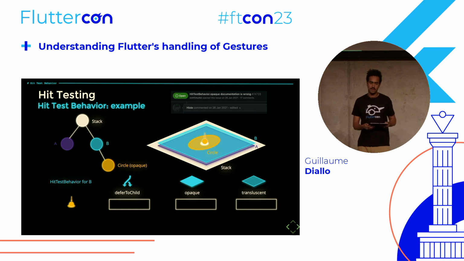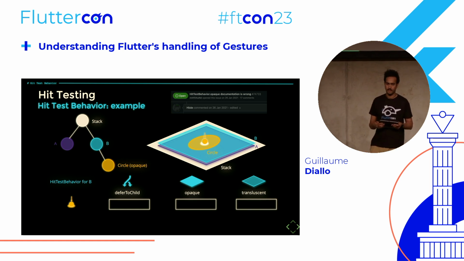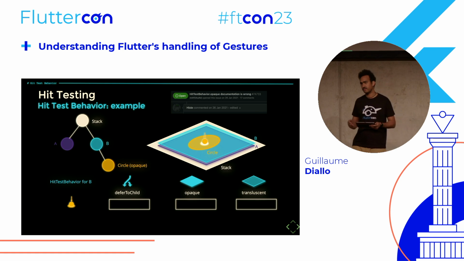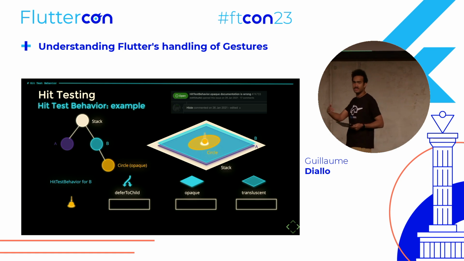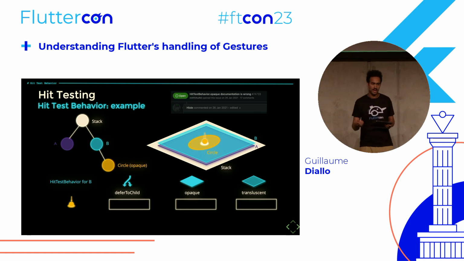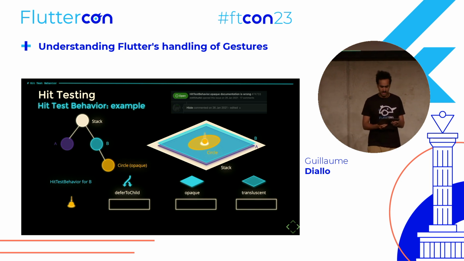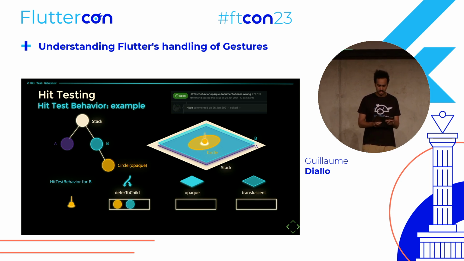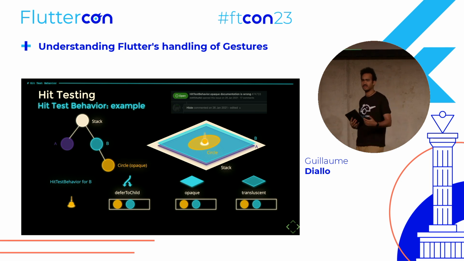because if you remember from the slide before, B will always be either answering yes, if it's opaque, or deferring to child. So it will actually always answer the same thing as its child, the circle. And so since we're hitting right in the middle of the circle, it answers yes to all the questions, and both of them are considered hit and are added to the hit test result.